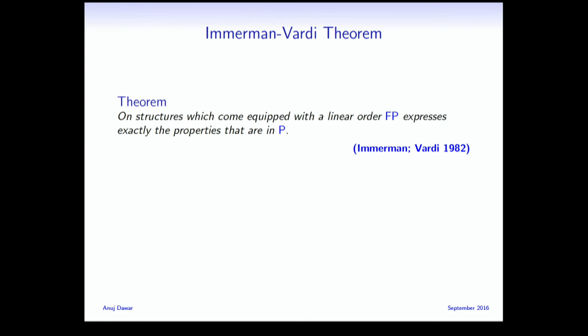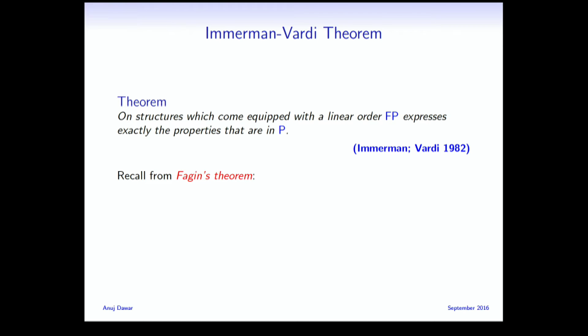And what we know is that if you restrict yourself to structures which include a linear order, that is, they interpret a binary relation which is a linear order of the universe, then every polynomial time property can be expressed in this fixed point logic. And the reason is this.